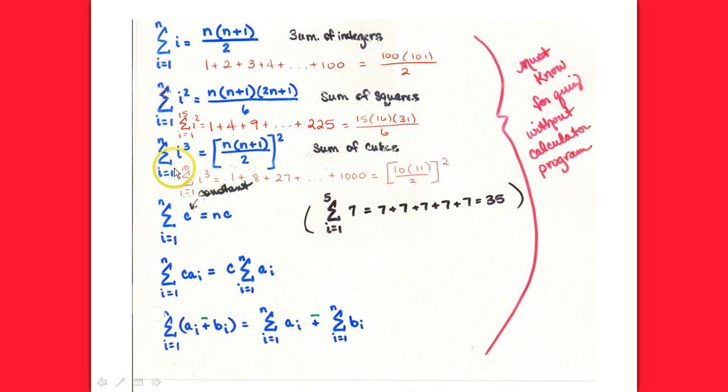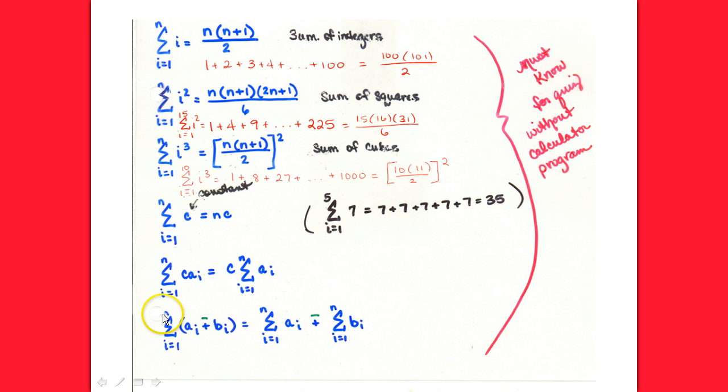Sum of cubes formula, same idea. If I wanted to find the sum of the first 10 cubes, that'd be 1 cubed plus 2 cubed plus 3 cubed all the way up to 10 cubed. I can just put 10 in the place of n, and so that's going to be 10 times (10 plus 1) over 2, whole thing squared. So 10 times 11 over 2, that whole thing squared, would give me that sum.